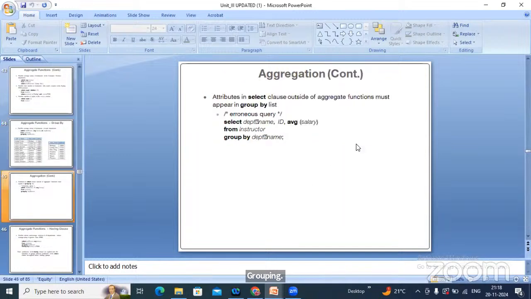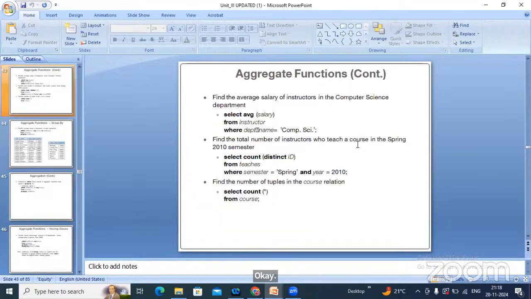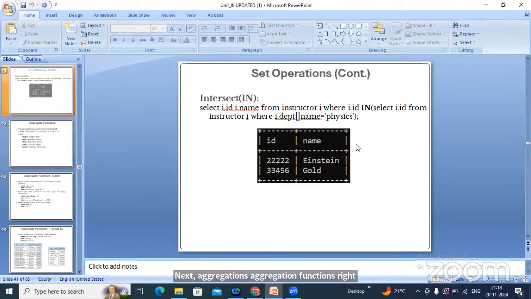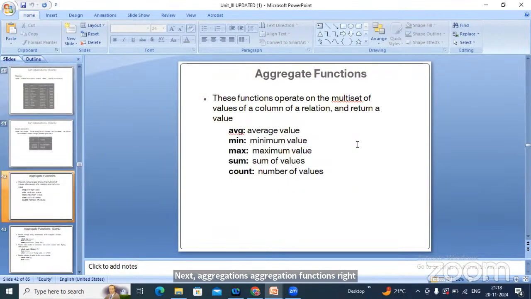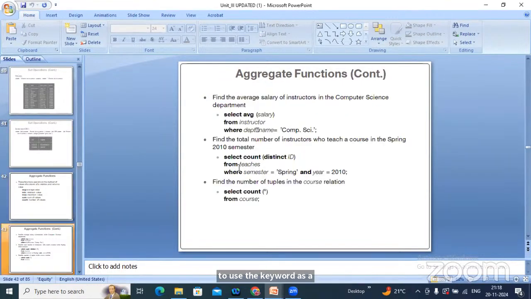Next, aggregations. You can write aggregation functions: sum, min, max, all of these you can write. Okay? Aggregate functions, so a multi set of values. Average value is used to get the average value and minimum value. To find the minimum value of a given table, we need to use minimum. For the maximum value of a table, we need to use the keyword maximum. To find the sum of the values, we are going to use the function sum. To count the number of values in a table, we are going to use the keyword count. Okay, aggregation functions.